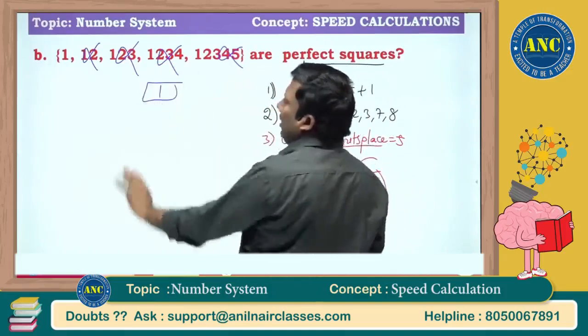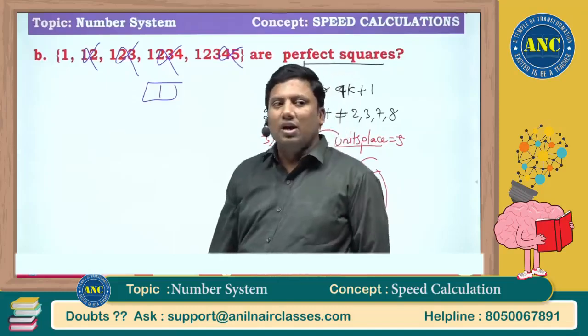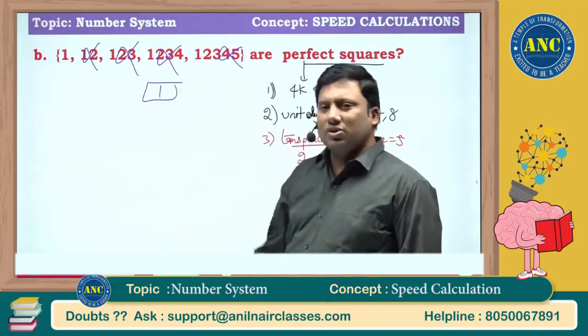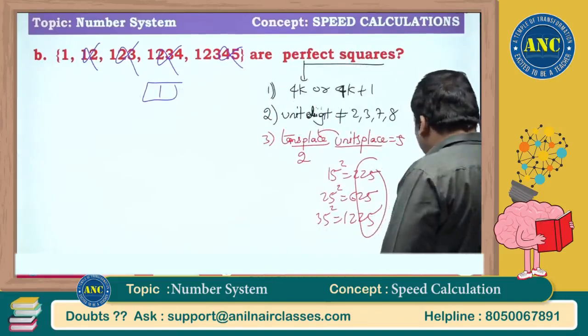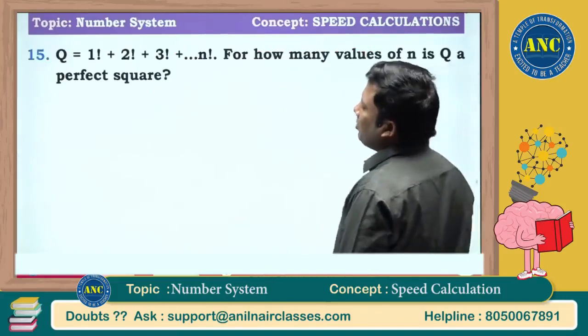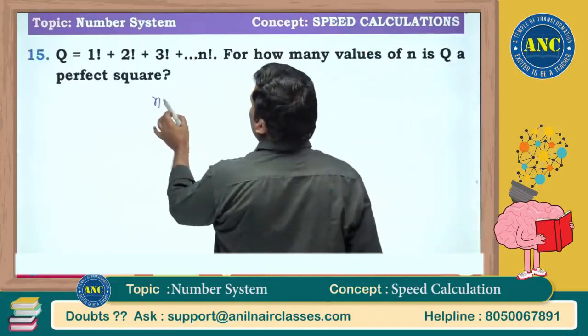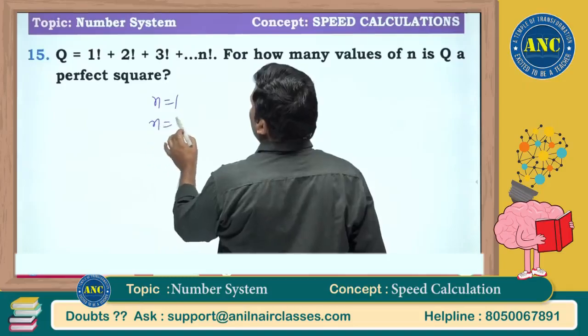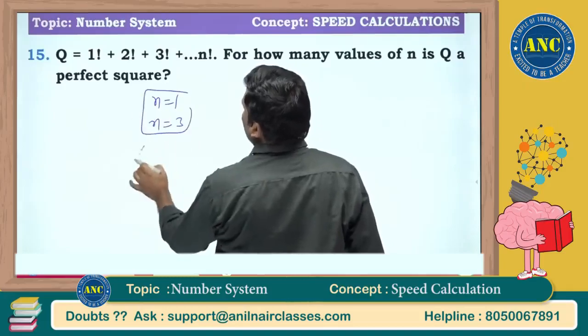Again, how many elements in the set are perfect squares? Only 1. This question uses the fundamentals of perfect squares. Yesterday we solved this question. n equivalent to 1 we got, n equivalent to 3 we got. Yesterday, miscellaneous.